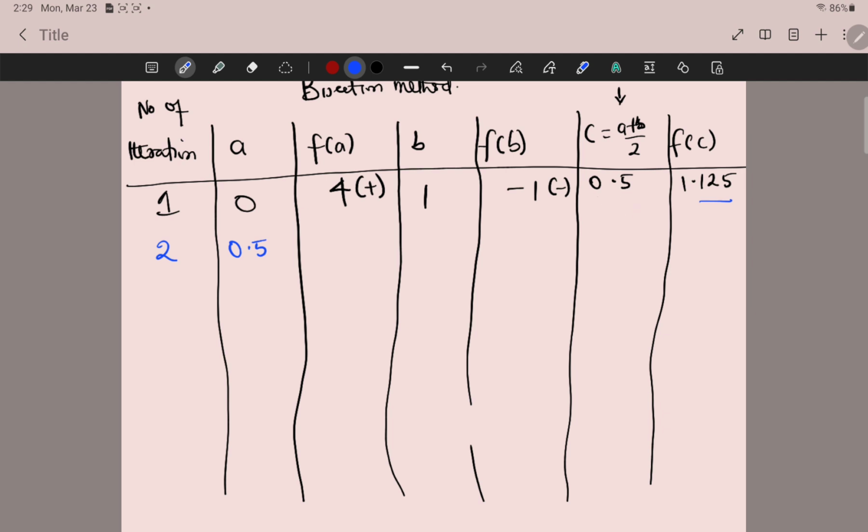Now you are going to ask yourself, what is f of 0.5? F of 0.5 is this particular person, 1.125. Then what will be your b? The question now will be, what will be your b?